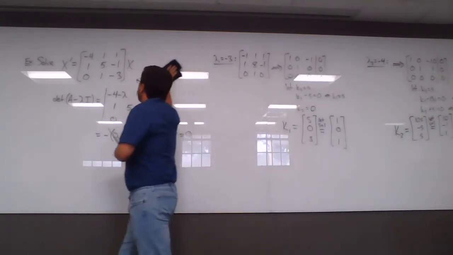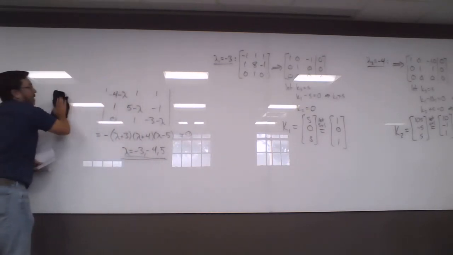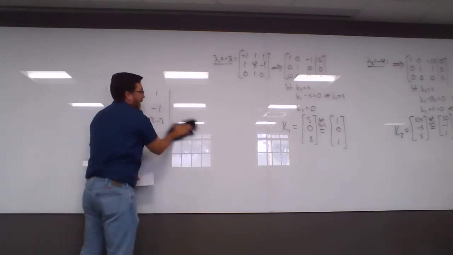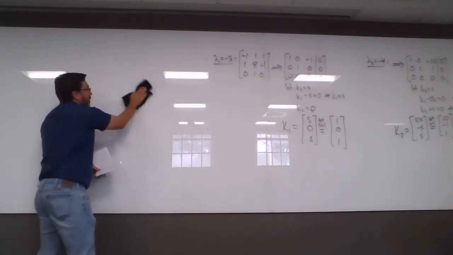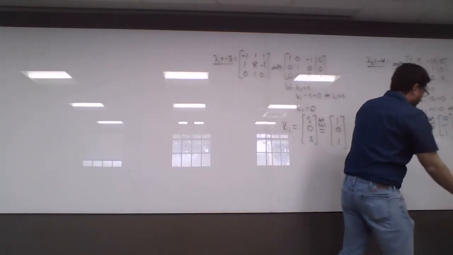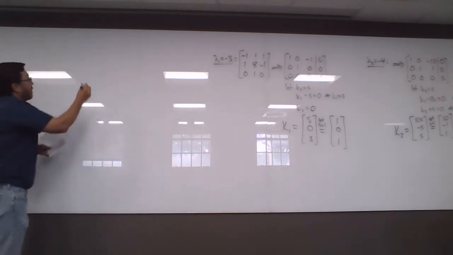And for the third one, same idea. Plug in 5 into A minus lambda I, reduce row echelon form, and I end up with 1, 0, negative 1, 0, 1, negative 8, and 0, 0.